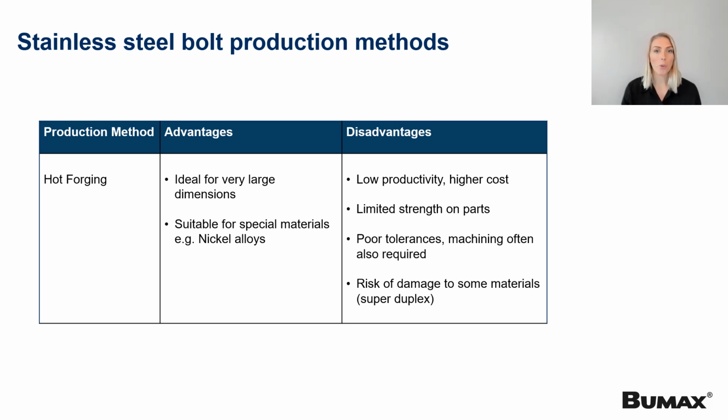The advantage of hot forging is increased ductility for more complex parts and allows more design options. In our case, it's ideal for very large dimensions. However, it adds additional cost for heat treatment, less precise dimensional tolerances, limited strength, and risk of damaging some materials. It is also labor-intensive, slow and expensive, meaning that it's usually only used for larger diameter parts where volumes are lower.